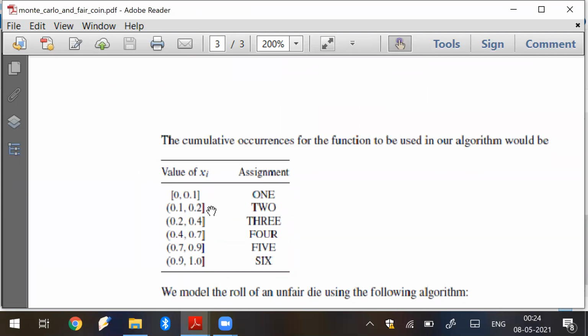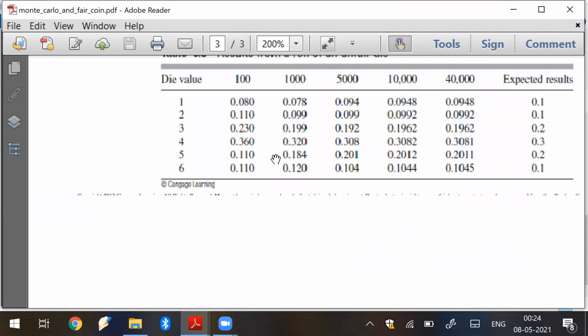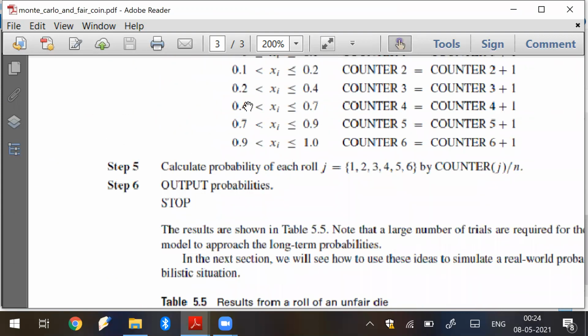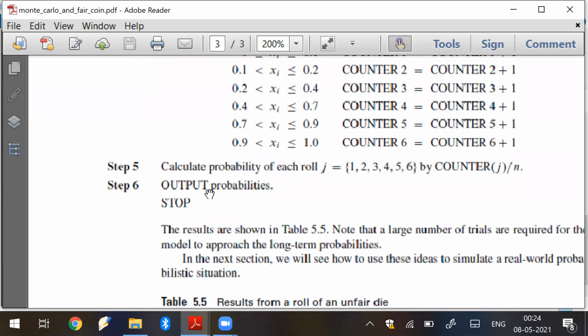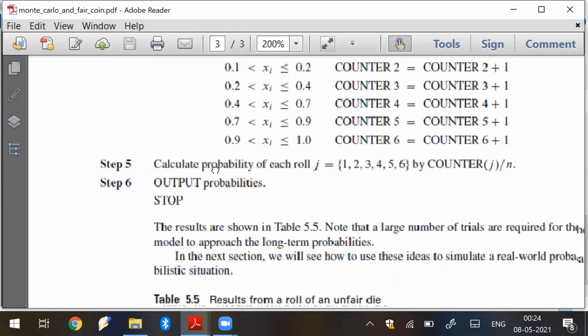So this information provided from the real experiment is used in the simulation model here. That is the main thing for the unfair die, or the extra thing you may say for the unfair die compared to the fair one. Only this interval pattern will change. Otherwise, this counter thing will again remain the same, and ultimately this probability calculation again remains the same, and you just output the probabilities, and the stop means the algorithm ends here.